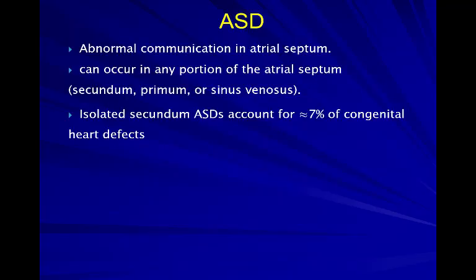The next example of shunt lesion is atrial septal defect, which is an abnormal communication between the two atria across the interatrial septum. It can occur in many portions of the atrial septum. Isolated atrial secundum ASD accounts for about 7% of all congenital heart defects, and it's more common in females.